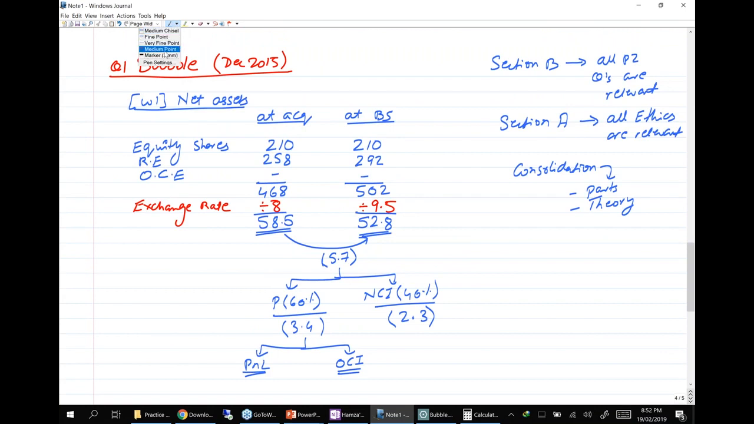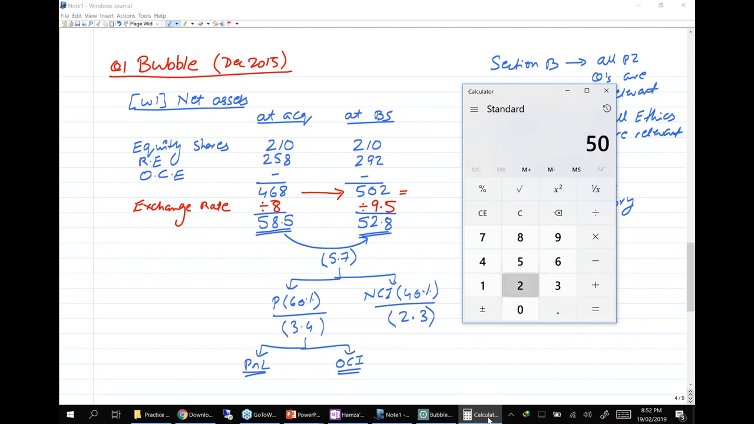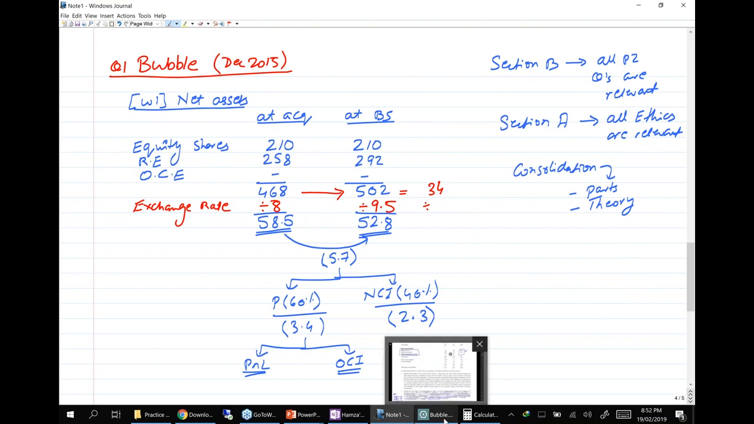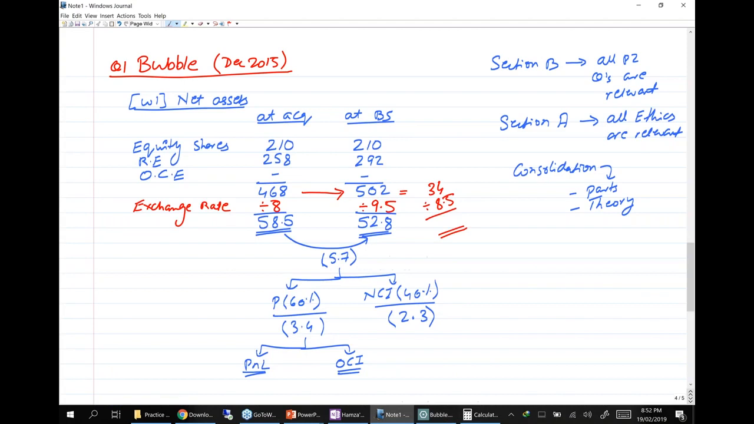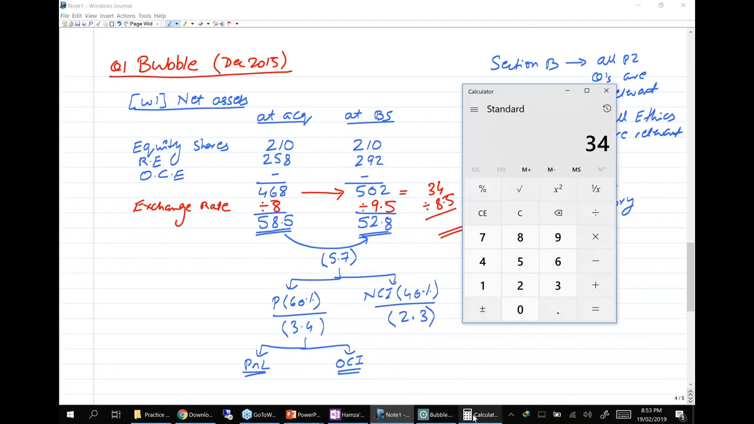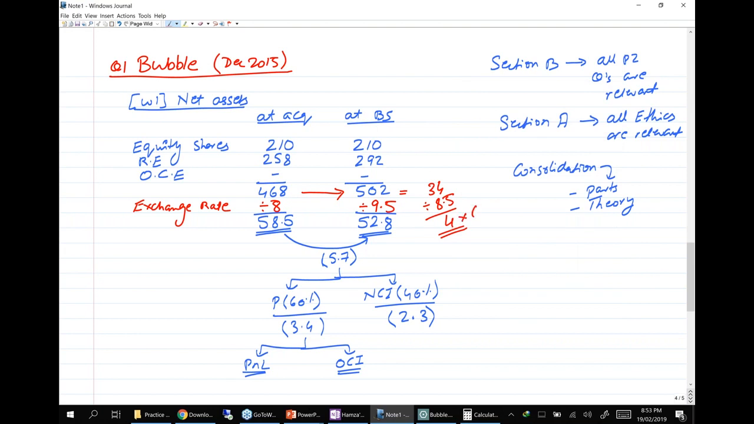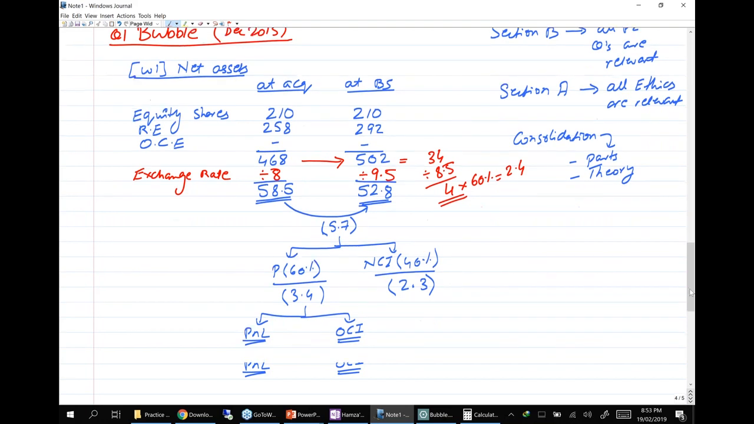Okay, so how do we calculate this? We're going to use the increase in the net assets, which is going to be 502 minus 468. 502 minus 468 is going to be 34. So we are going to divide 34 by the average rate, which was given in the question as 8.5. So 34 divided by 8.5 is equal to 4. So 4 is the value which mainly relates to the P&L. But this is a total value. For the parent, it has a 60% share, which is going to be 2.4. So we are going to say that 2.4 actually relates to the P&L.